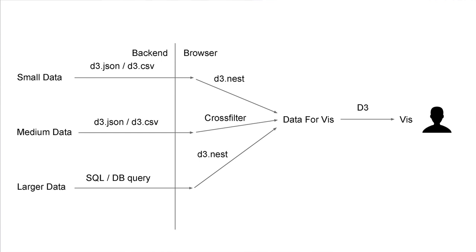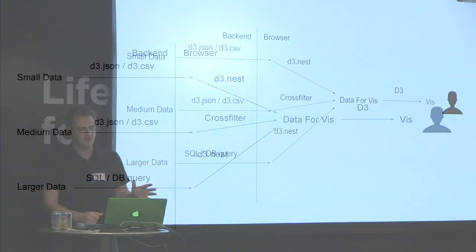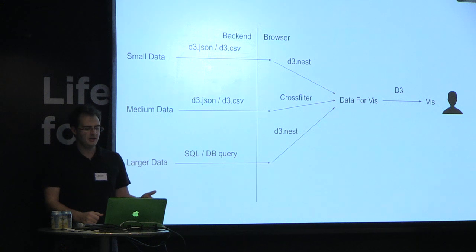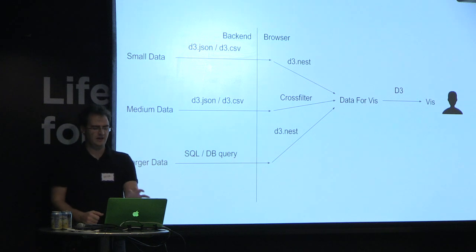So I break this problem down in my head into 3 sections: small data, medium data, and larger data. Trying not to say big data. People debate what these things actually mean. So in my definition, this diagram defines what these things are.